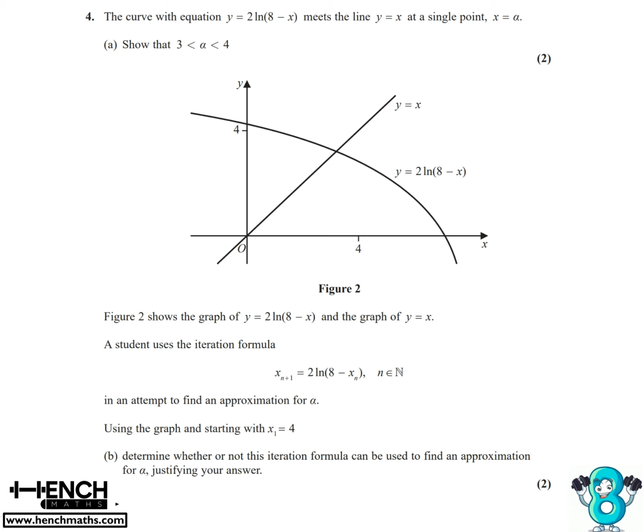Question 4. The curve with the equation y equals 2 ln(8 − x) meets the line y equals x at the point x equals a. So first of all, we need to show that the solution a lies between 3 and 4. We then have our diagram of these two functions, and then it's asking us whether we can use that initial value x equals 4 to approximate our solution using an iterative formula.